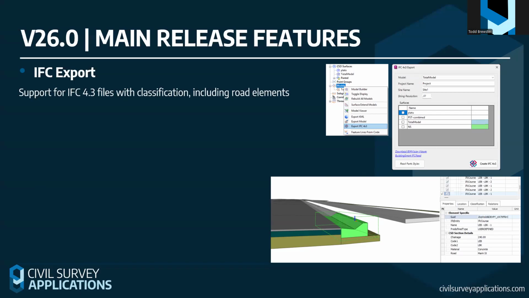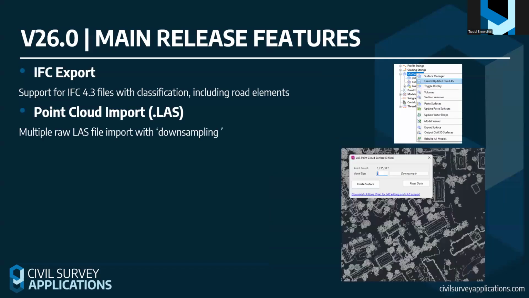I'm going to show you one of the new functions that we've thrown into the software in 26, which is our IFC export, which now supports the 4.3 file format, which includes road elements. So if you're needing to share stuff via IFC, it's a really nice way to manage that for yourself. I'm also going to show you how the new point cloud import from LAS file works. This replaces our old one, which you can still get through Model Viewer, but it's been removed from the menu calls for the model drop downs. This one's a nicer way of doing it.